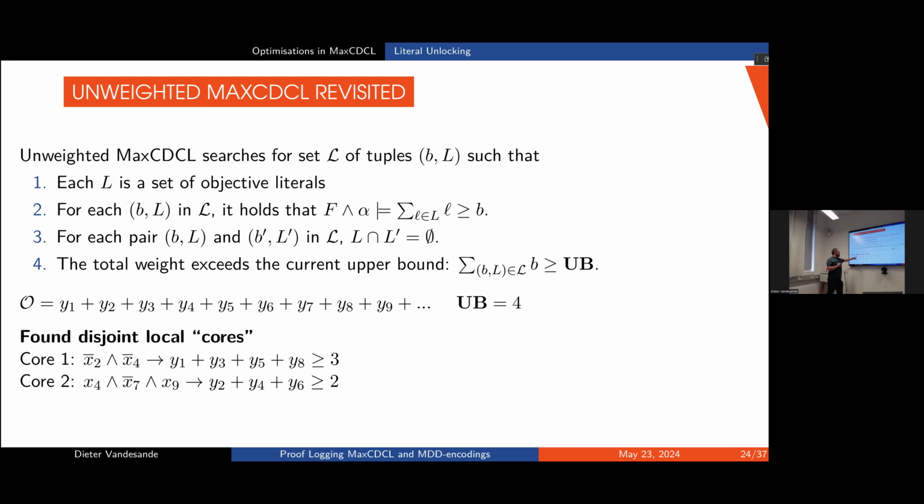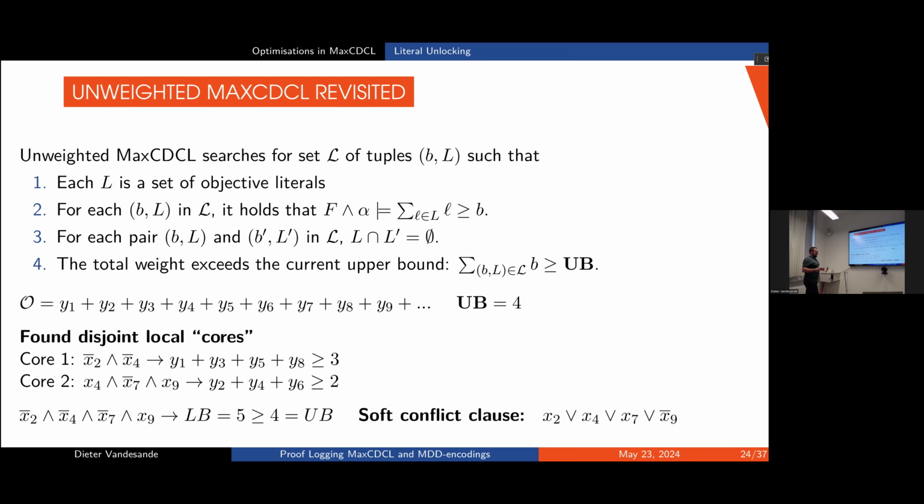Suppose that given the current partial assignment, I have y1 + y2 + y5 + y8 >= 3. And given the current partial assignment, I have y2 + y4 + y6 >= 2. So these are not disjoint, but if we add them up, then we get an underestimate of the lower bound of 5. That's greater than or equal to 4. So we can say, okay, a soft conflict has been found.